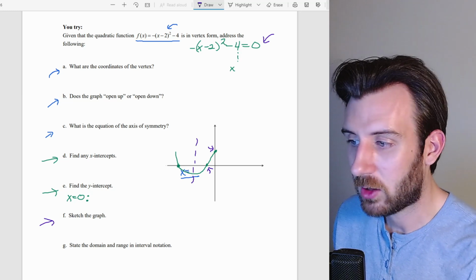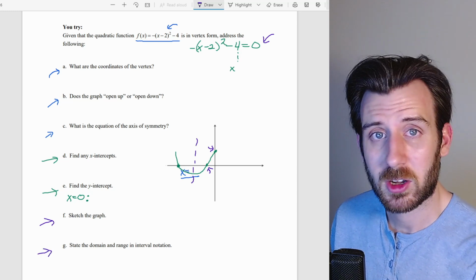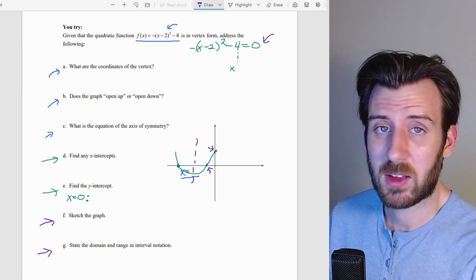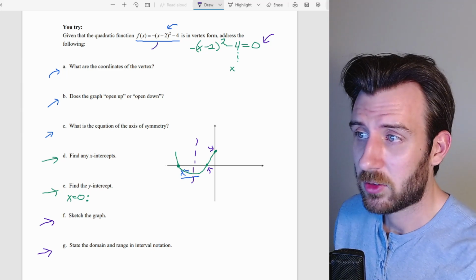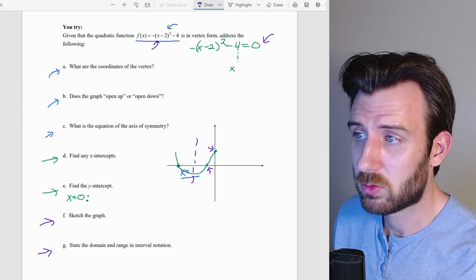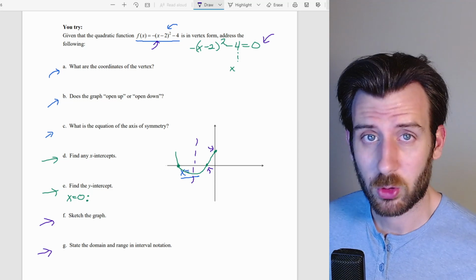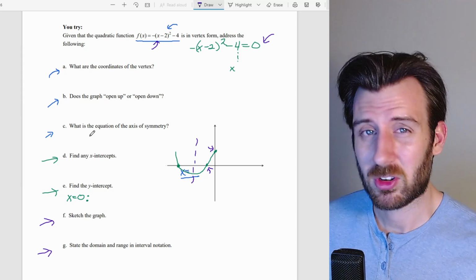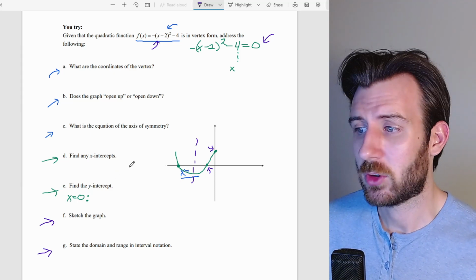Sketch the graph. You can do that off to the side and state the domain and range. We should already know that the domain should have no problem at all. There's nothing that's going to give me trouble. If I try to subtract 2 from it, square it, make it negative, I can do all those things. But for my range, I'm going to have a lowest value and a highest value. See if you can figure out what those are.